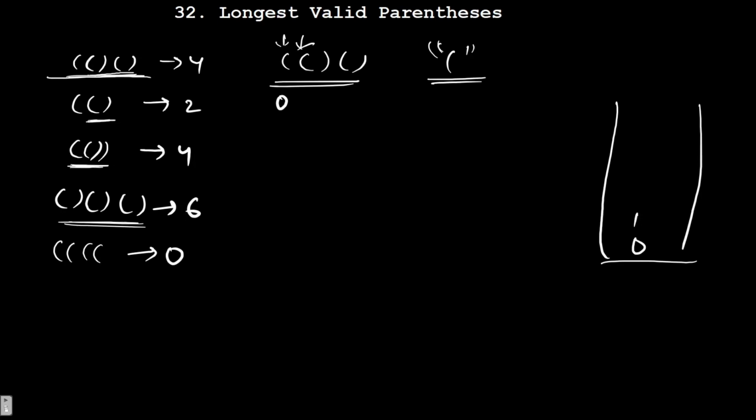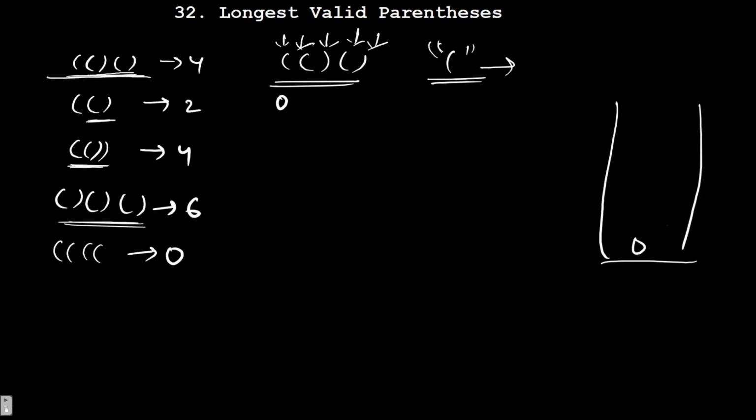Now we find that we have a close parenthesis. In that case, you can remember what we were doing in that problem: we pop the item from the top of the stack. So just pop it out. Now again we find an open parenthesis, and we push that into our stack, that is 3. Now again we find a close parenthesis. In that case, we pop that out from our stack. So this is going to pop out from our stack.